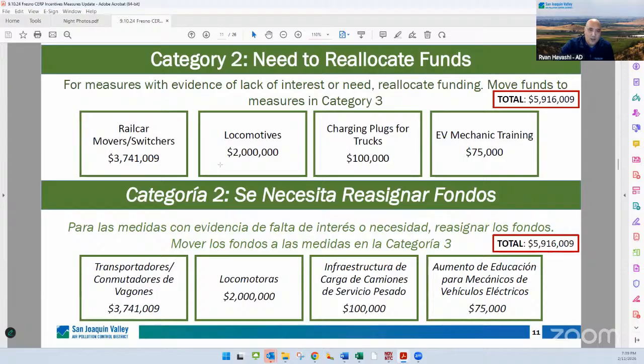Charging plugs for trucks. This was a technology that, when we were developing the CERP, was still being considered. But now 6 years later, that technology did not take off. This was about plugging in trucks on the sides of roads so they wouldn't have to run their engines. They could run off electricity.